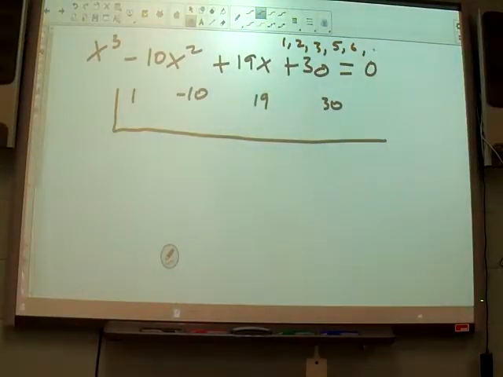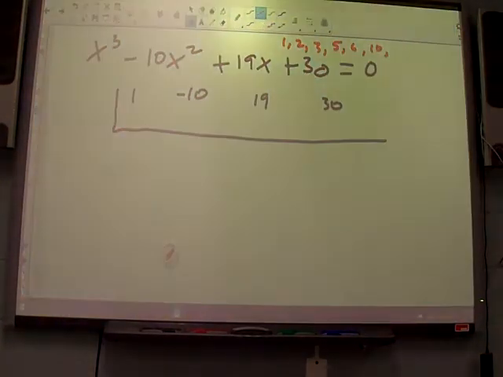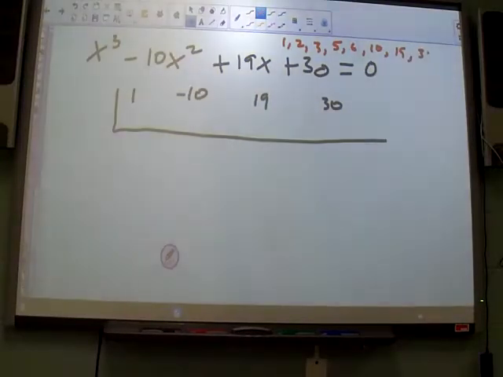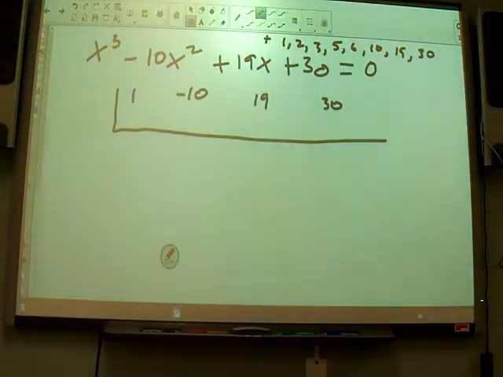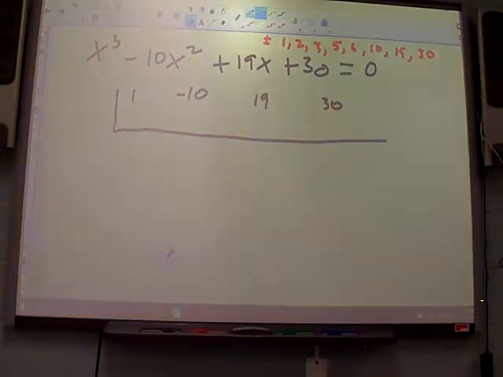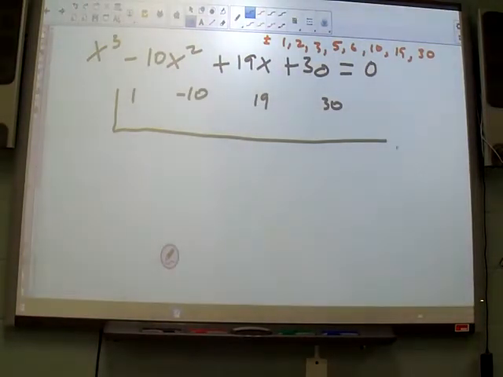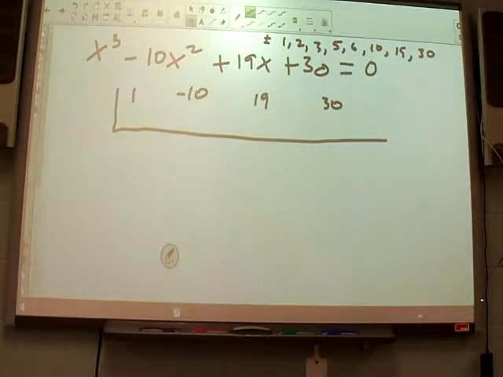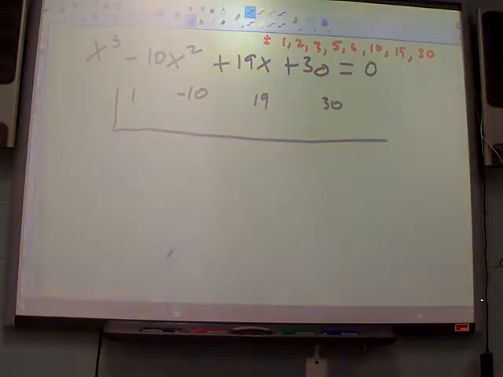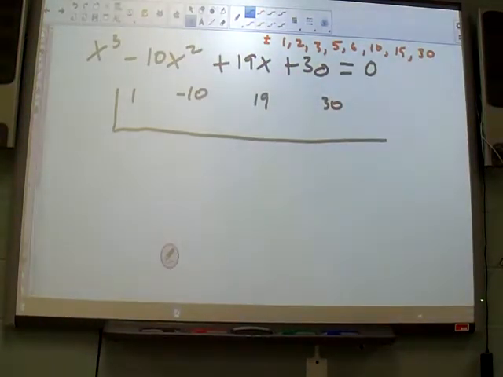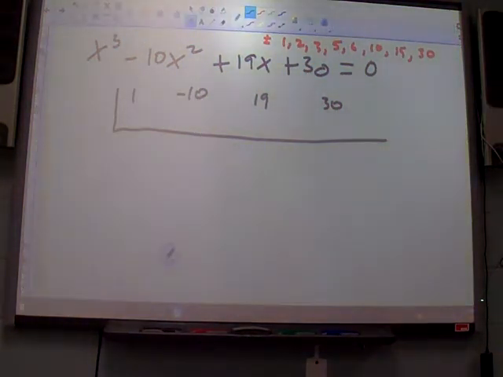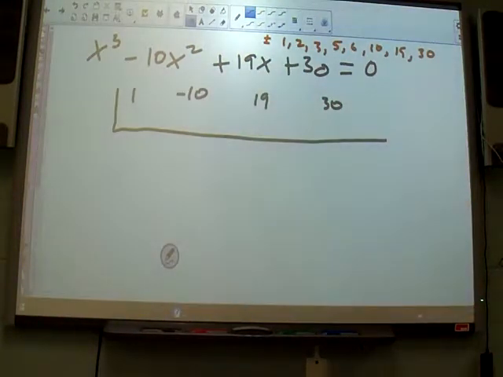Times 30 is 30. It's not 4. Four's not an option. Is 4 a factor of 30? Look, no, it's not. 4, 8, 12, 16. You literally just figured out the problem.